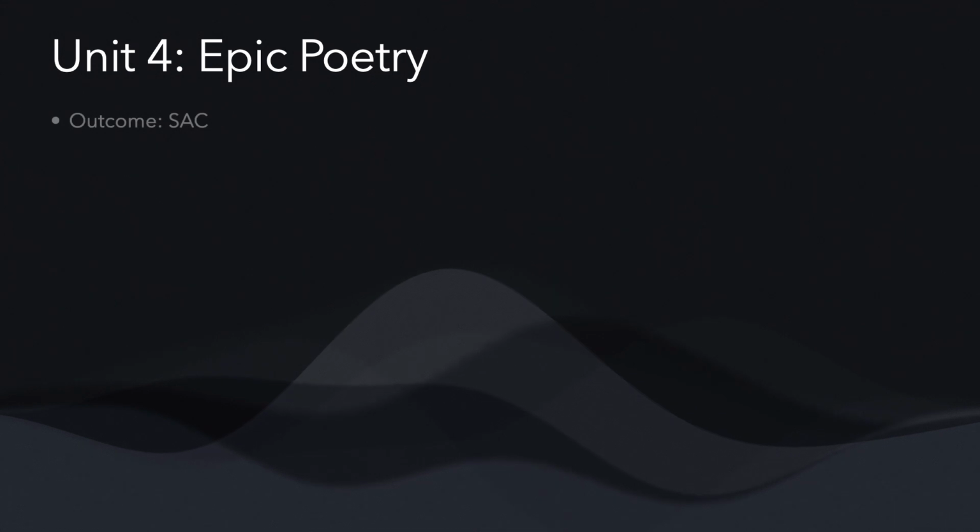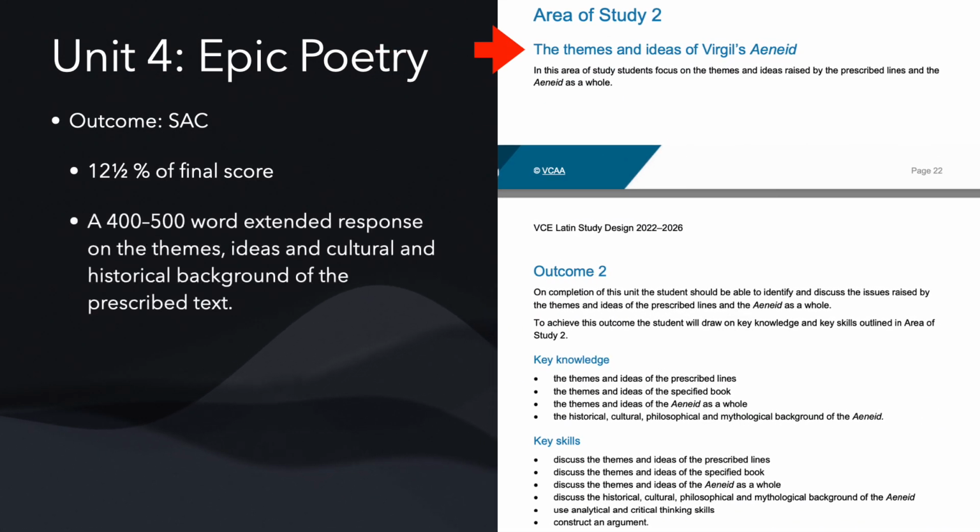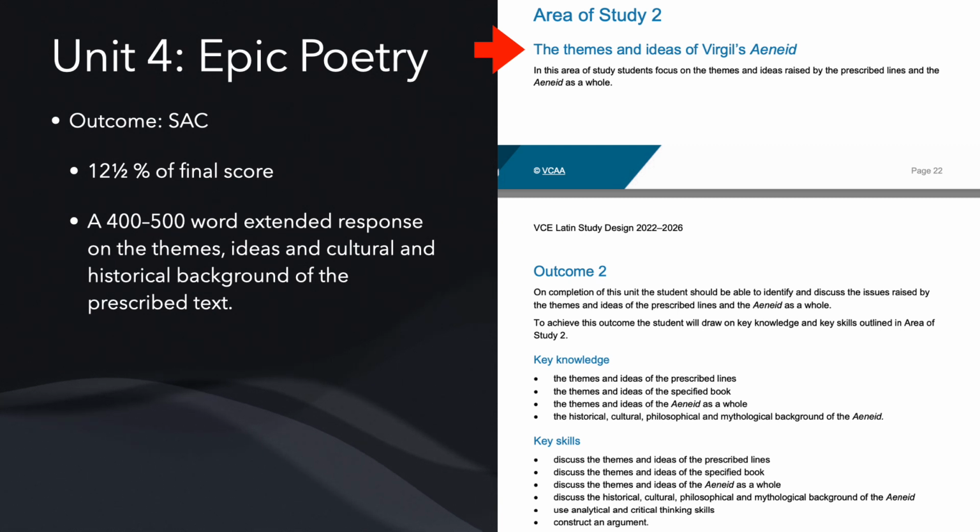So our SAC for that one, again worth 12.5%, and this time it's an essay. A 400 to 500 word extended response essay on the themes, ideas, and cultural and historical background of the prescribed text. So you'll do it in class, and you'll get a topic or maybe a choice of topics, I don't know, and write a 400 to 500 word extended response on it. So you need to do a good lot of thinking and practice beforehand.